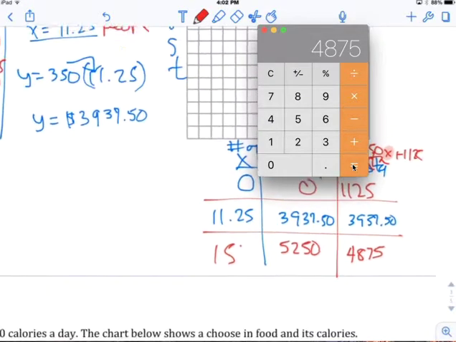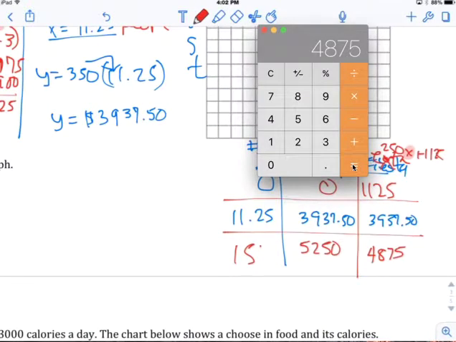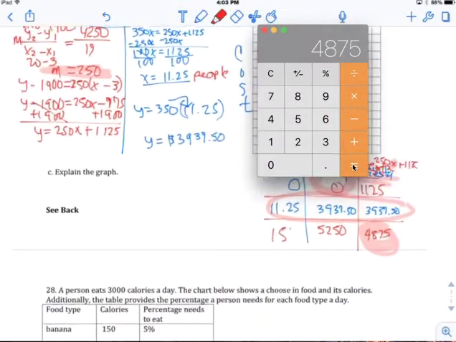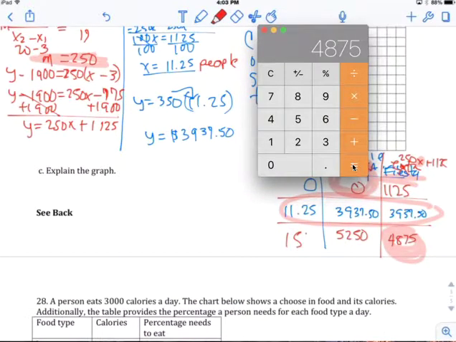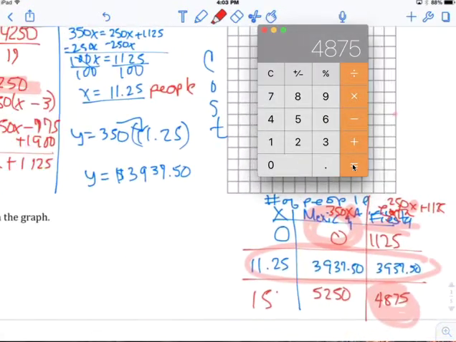4,875. Okay, so before 11 people, before 12 people, Mexican Air will be cheaper. After 12 people, Fiesta will be cheaper. At about 11 people to 12 people, both Mexican and Fiesta Air charge the same. That's how you explain the graph. Do you see that? Okay, let's graph first Mexican Air.